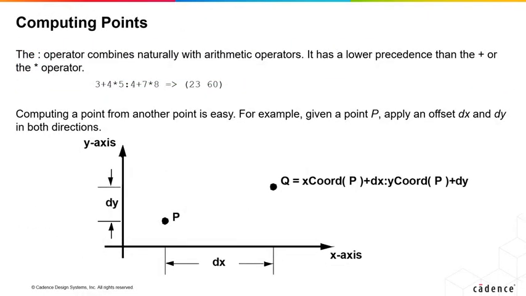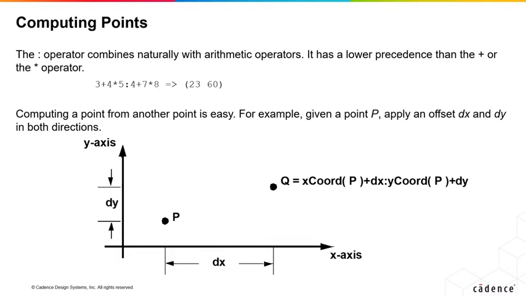Now once we have single points, maybe we want to do operations on them. So we can combine the colon operator with arithmetic operators. Now the colon has a lower precedence than, say, the plus or the times operator. So in this example, we can say 3 plus 4 times 5 colon, and then the second part, which is 4 plus 7 times 8. Both expressions will be evaluated and then used to create the x and the y coordinates. So 23:60 is the result.